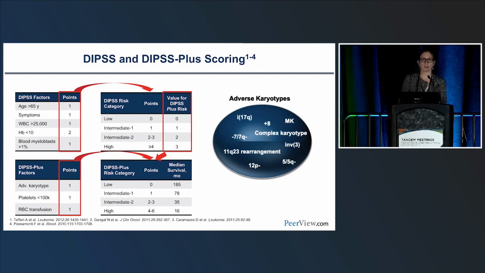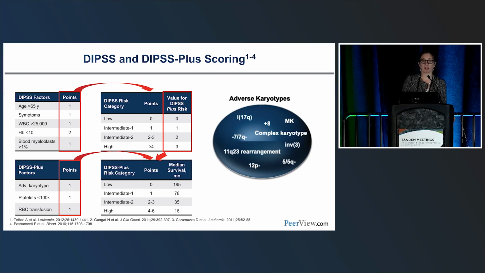So when we look at these scoring systems, there's the DIPSS, which is the Dynamic International Prognostic Scoring System, and the DIPSS Plus scoring. This scoring system was designed for patients with primary myelofibrosis. It includes factors such as age, symptoms, white blood cell count, hemoglobin, and blasts in the peripheral blood. And from that can generate low, intermediate 1, intermediate 2, or high risk.